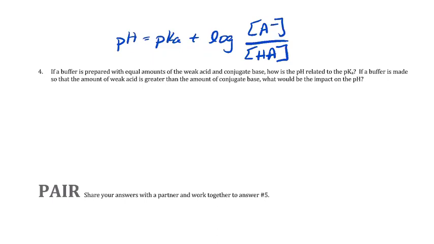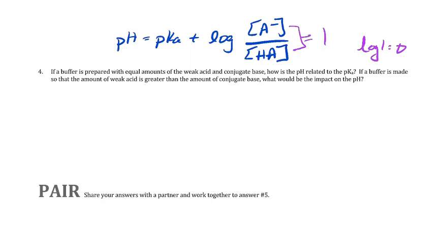And the question is, if we have a buffer that has equal amounts of weak acid and conjugate base, how's pKa related to pH? And so if you know you have equal amounts, that's telling you that if this is Henderson-Hasselbalch, right, that this ratio right here is equal to 1. So what's the log of 1? We know the log of 1 is 0. So that's pH is equal to pKa plus 0. That means pH is equal to pKa.